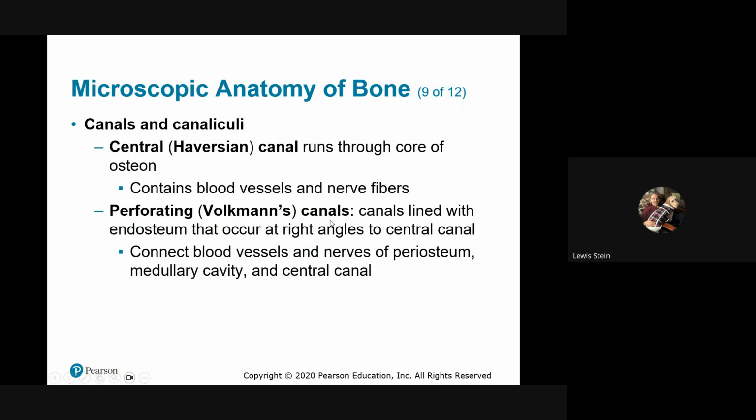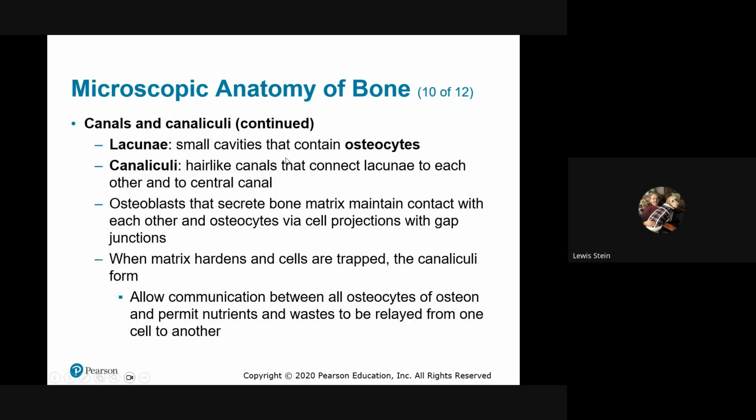So perforating or Volkmann's canals are the ones that run tangentially, perpendicular to the long axis, but pointing into the central canal, into the middle. You'll see that. Again, more stuff that's there. The little cavities, or lacunae, just like they are in cartilage. These tiny canals look like little hairs. They're really just the cytoplasmic projections of the osteocytes going around like this. Like they're all holding hands.